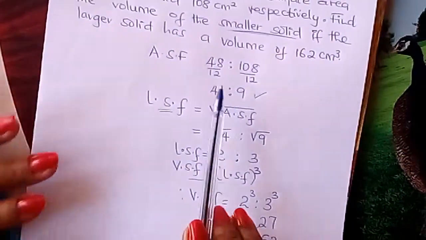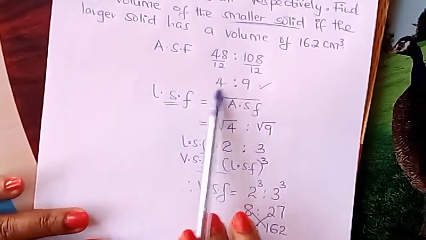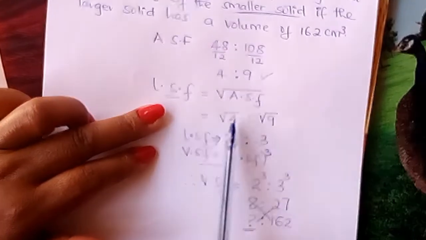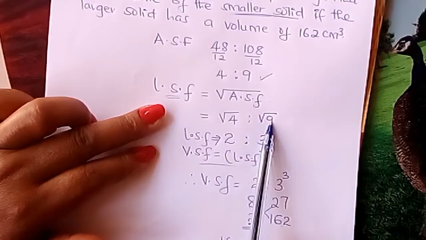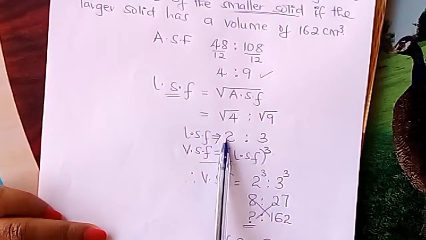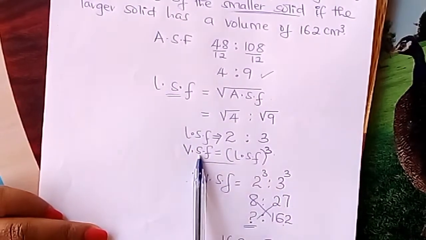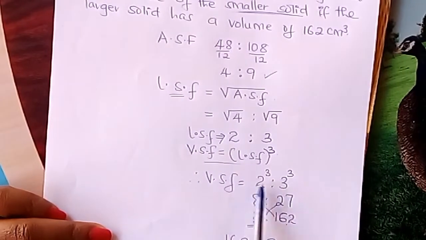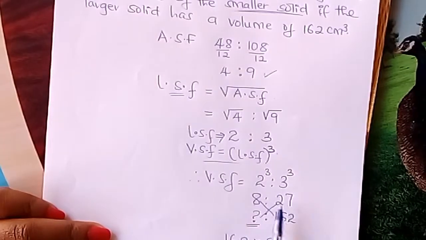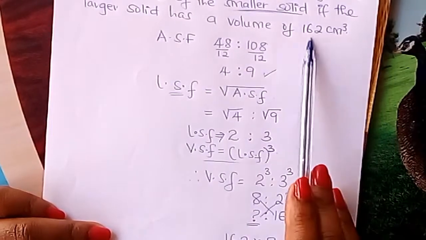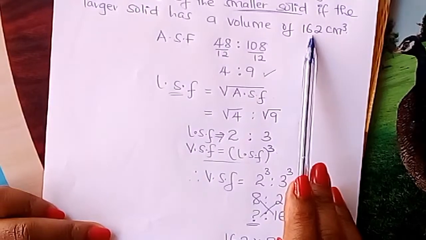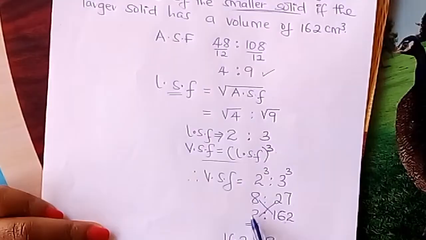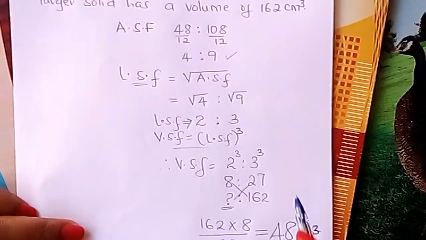So learner, remember we are starting with the area scale factor. You simplify, then to get the linear scale factor, you find the square root of the area scale factor. After getting the linear scale factor, to get the volume scale factor, you cube the linear scale factor. You get this is to that, then you bring in the volume of the bigger solid, which is 162. You fix it on this end, then you cross multiply to get the volume of the smaller solid.